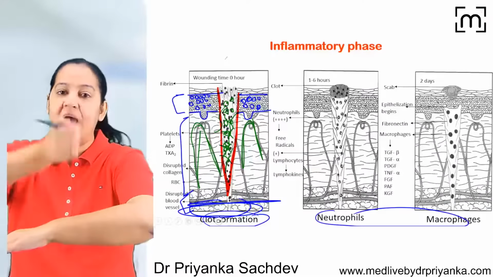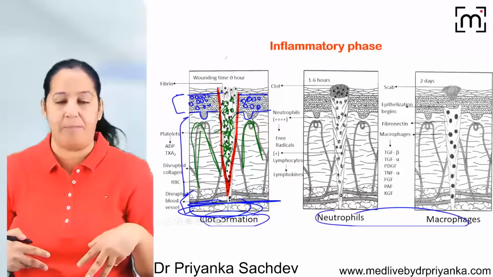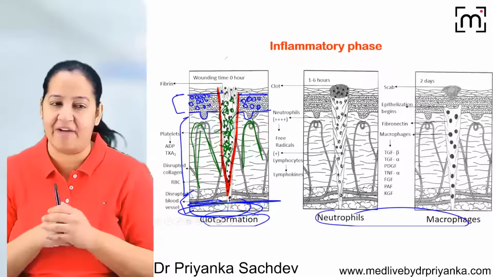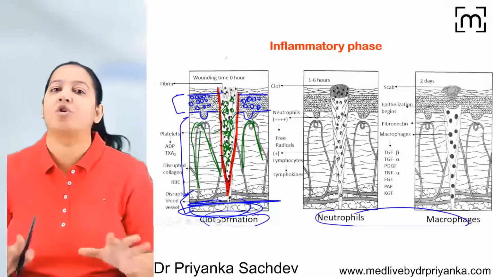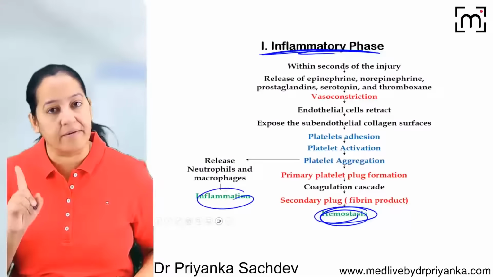If I'm having a cut, an injury anywhere on any body part, any human being can have that. So we bleed. The bleeding stops by clot formation. So the first thing that occurs is clot formation.